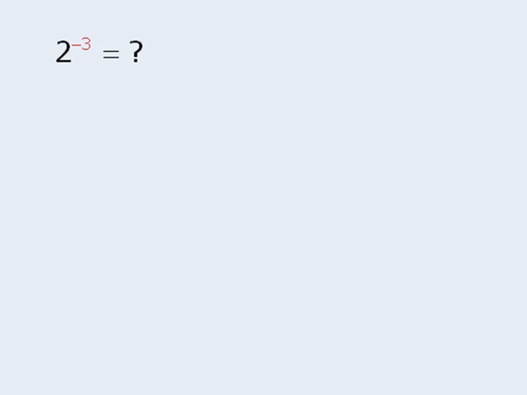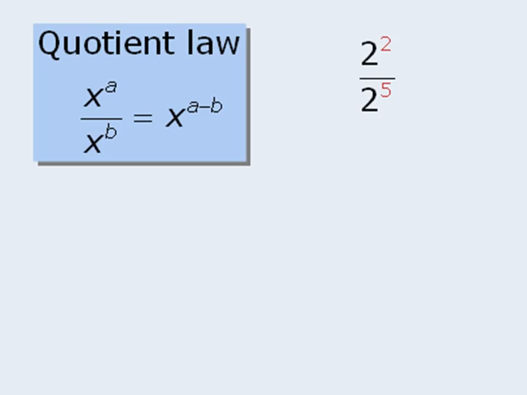If we use that definition, then we would evaluate 2 to the power of negative 3 by multiplying 2 by itself negative 3 times. But this doesn't make any sense. So, to develop a solid understanding of what it means to have a negative exponent, let's look at some examples. Now, one way to approach this expression is to apply the quotient law and subtract the exponents to get 2 to the power of negative 3.